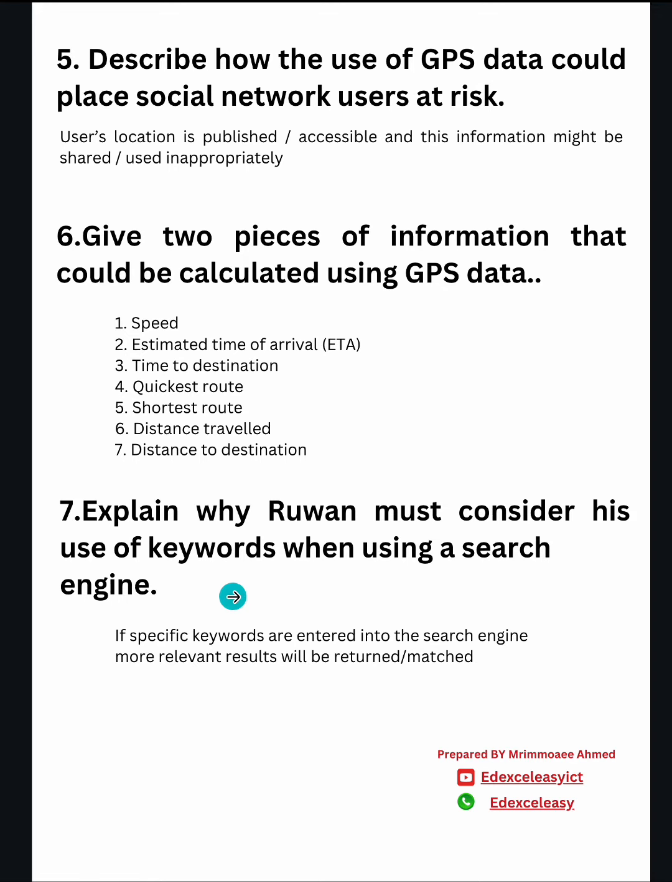Question number 7, which is: explain why one must consider his use of keywords whilst using a search engine. Search engine means when we use our Google search bar to search something. Why do we have to consider the keyword, the right keyword? If a specific keyword is entered into the search engine, more relevant results will be matched, right? Because if you do not enter a specific keyword, you won't get the specific result. So that's why we need the right keyword.